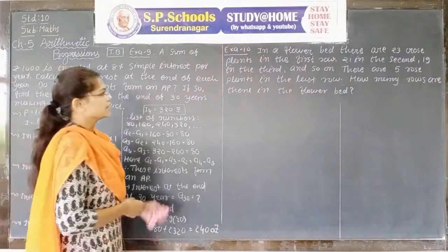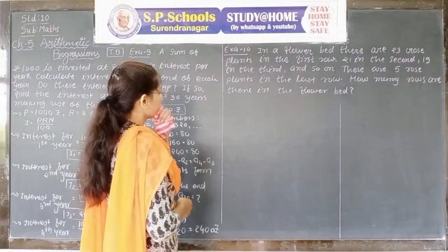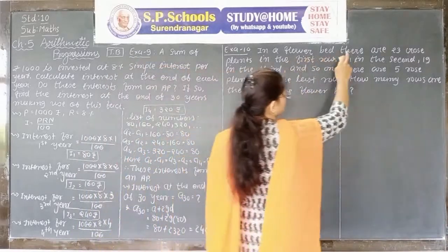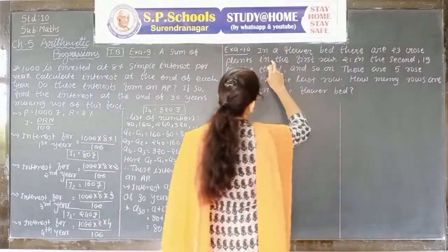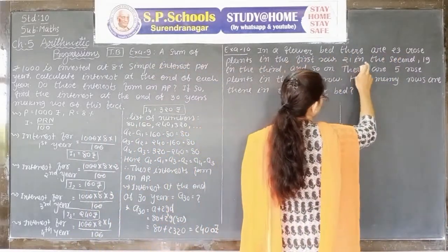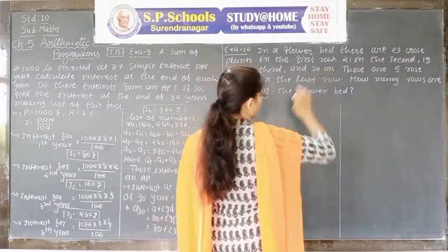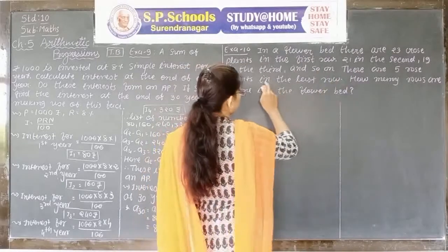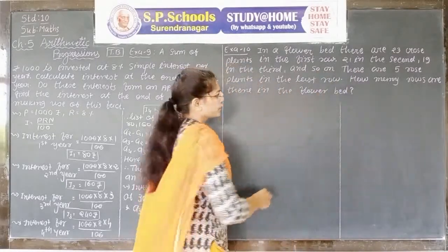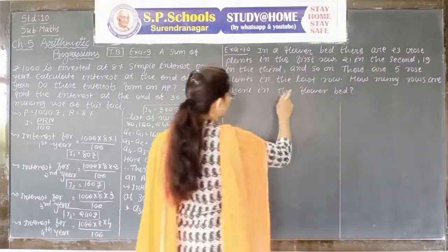Let's see the next example, number 10. In a flower bed, there are 23 rose plants in the first row, 21 in the second, 19 in the third, and so on. There are 5 rose plants in the last row. How many rows are there in the flower bed?